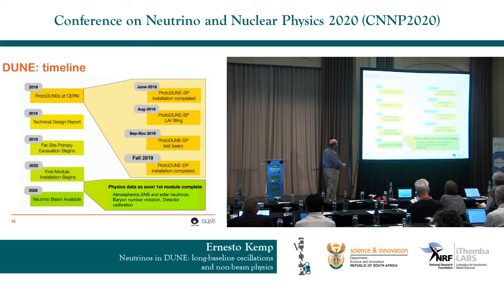So this is the DUNE timeline, and we are here. The prototypes have been running successfully at CERN. The first module installation should begin in a couple of years, and the excavations have already started at the far site. It's important to mention that when the first module is ready but the beam is not ready, it's possible to explore non-beam physics, like oscillations in the atmospheric sector, supernova bursts, solar neutrinos, baryon number violation, and whatever. And then in 2026, we start the measurements with the beam.